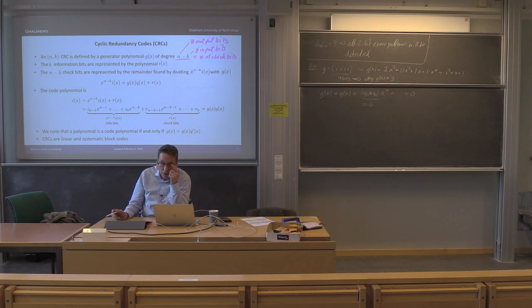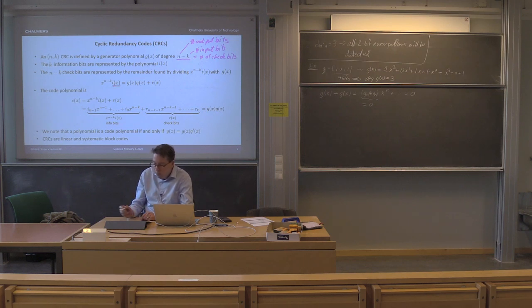Okay. So let's see how we do that. So k information bits are represented by a polynomial. Let's call it I for information. Then the n minus k check bits, how do we find them? Well, we find them by finding the remainder from dividing x to the n minus k times I, a left shift where we put in n minus k zeros at the right, by the generator polynomial. So we'll go through an example shortly to show the mechanics of this. But this is the fundamental equation.